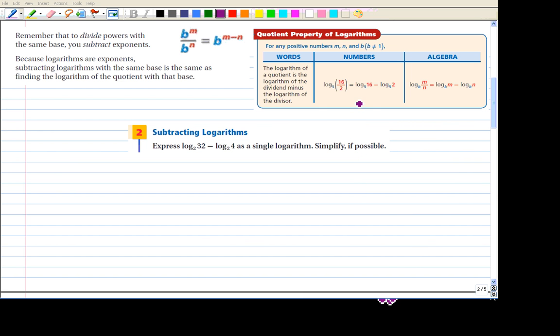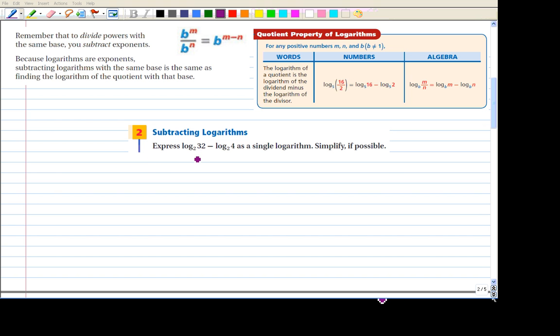Similarly, I have subtraction. So if multiplication and addition go together, then division and subtraction go together. So if I have log base 5 of 16 over 2, I could split that into log base 5 of 16 minus log base 5 of 2. And you can go either direction with that. You can combine them back together as division as well.